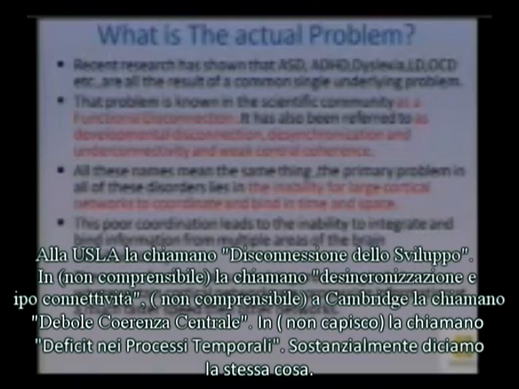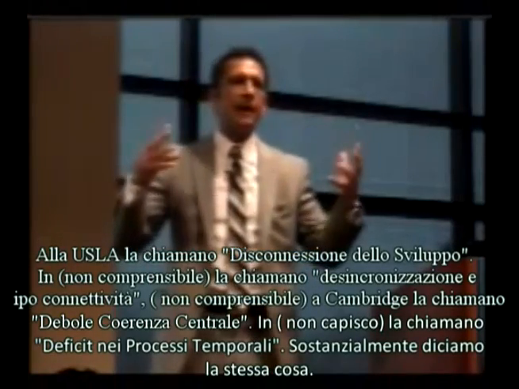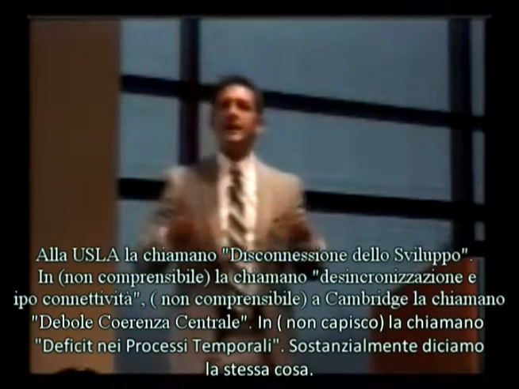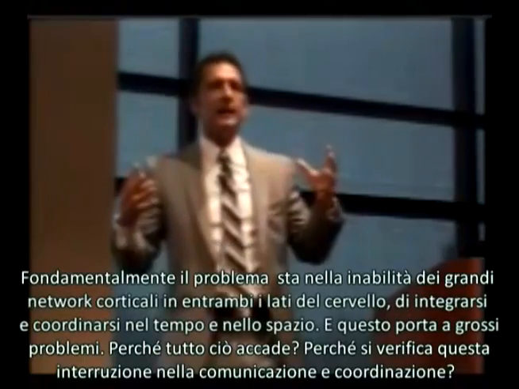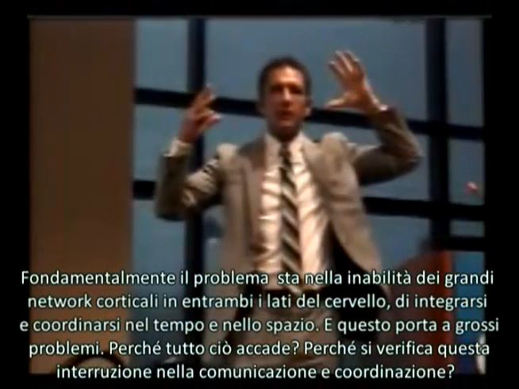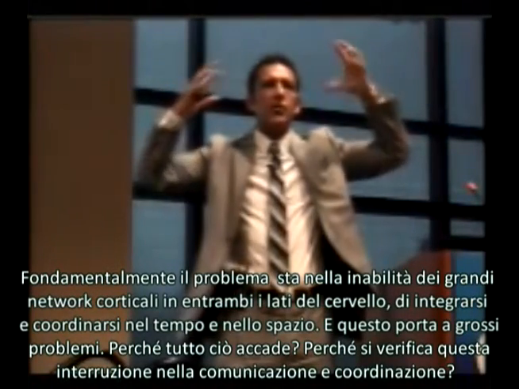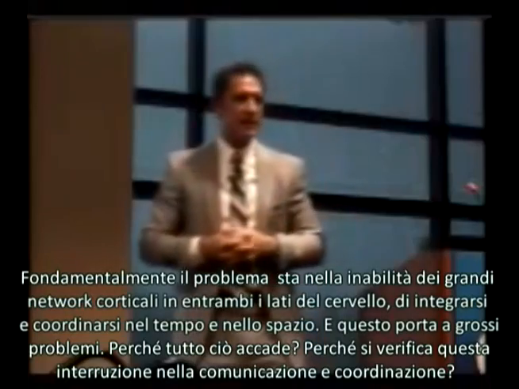At UCLA, they call it developmental disconnection. At Carnegie Mellon, they call it desynchronization and underconnectivity. Uta Frith at Cambridge calls it weak central coherence. At Rutgers, they call it temporal processing deficits. Basically, we're saying the same thing: the problem is the inability for large cortical networks on both sides of the brain to integrate and bind in time and space.